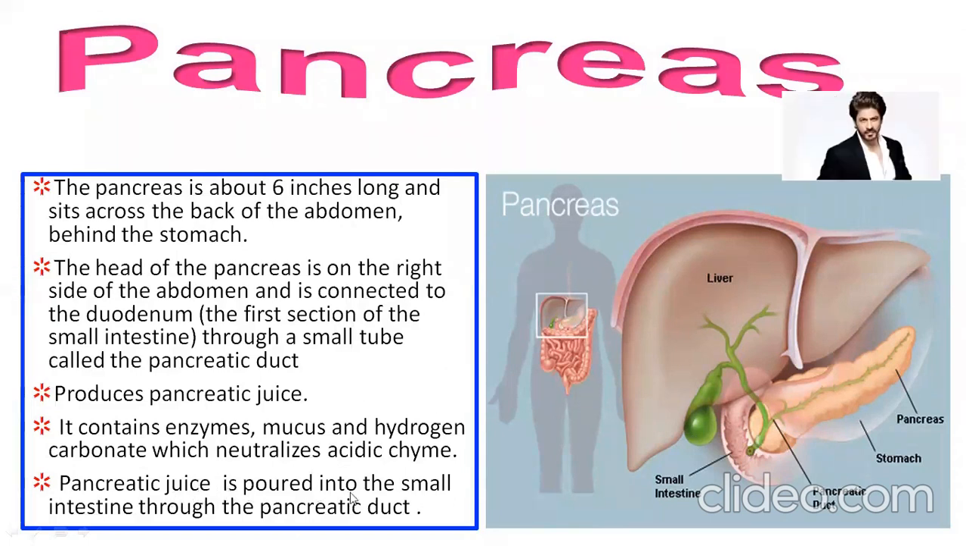Pancreatic juice is poured into the small intestine through the pancreatic duct. So through the pancreatic duct it will come to the small intestine, right? And on the way also, this is the liver and this is the gallbladder. They are also producing their secretion here into the intestine, like the bile they are producing here.